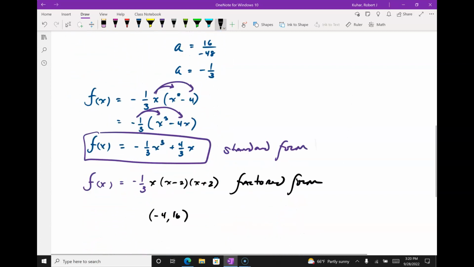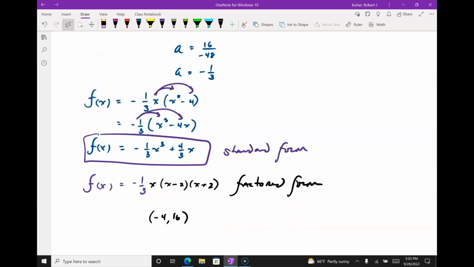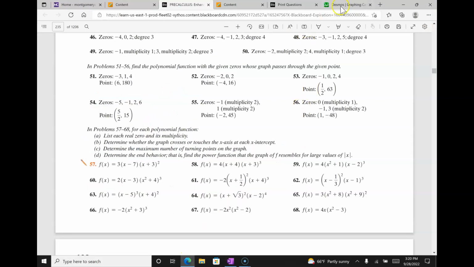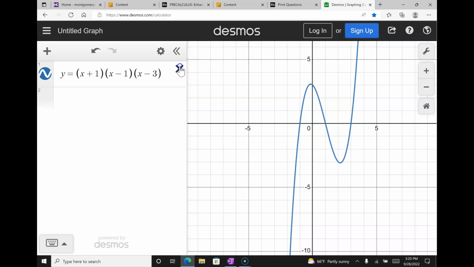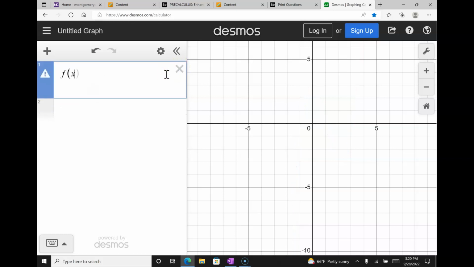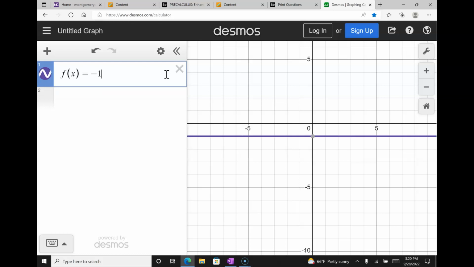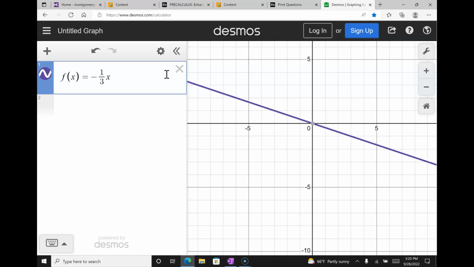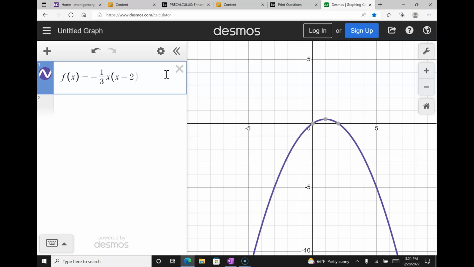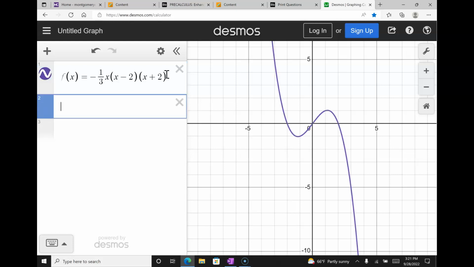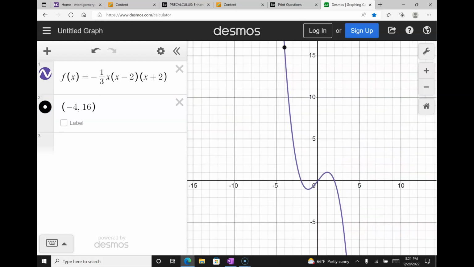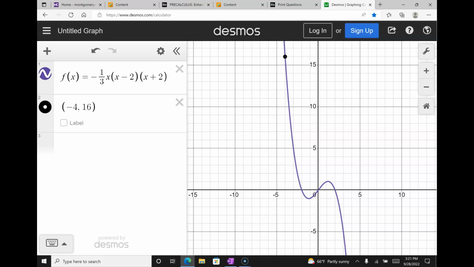Yes. Good. So watch what I want to do now. I want to go to Desmos. And when I go to Desmos, you go to Desmos. I want to put in my factored form. So I got y equals -1/3 times an x times an x minus 2 times an x plus 2. And I want to see if my point falls on that graph. And my point was -4, 16, right? There it is. So it points on the graph. So I know it's right.